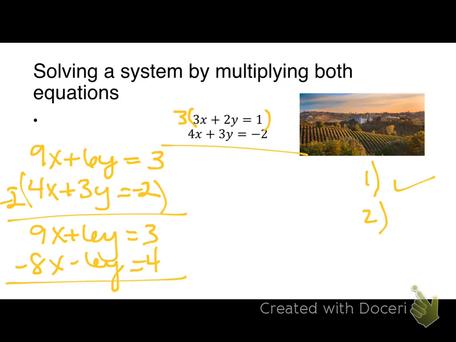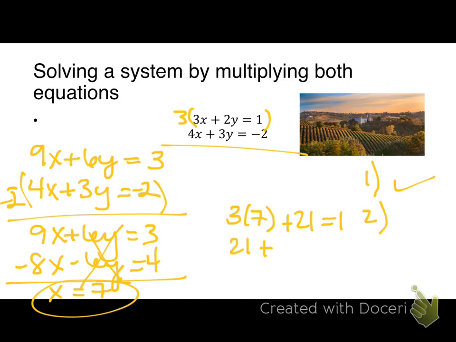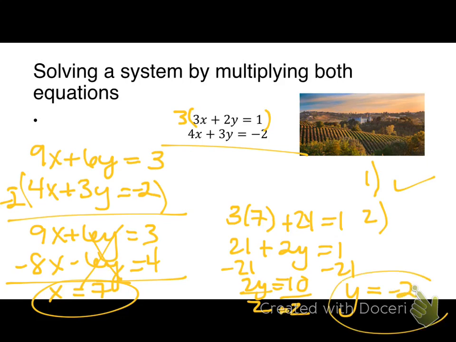9x plus negative 8x is just x. Y's cancel. 3 plus 4 is 7. X equals 7. Gotta still find y. 7 times 3 is 21. Oops, that's a y. Subtract 21 from both sides. 2y equals negative 10. Divide by 2. Y should then equal negative 2. So my point would be (7, negative 2).